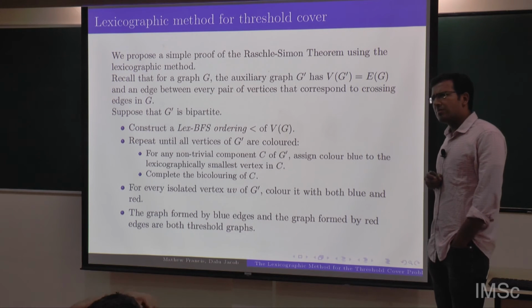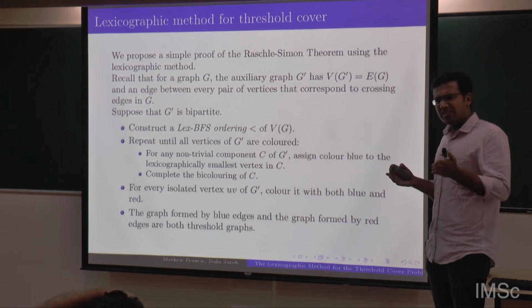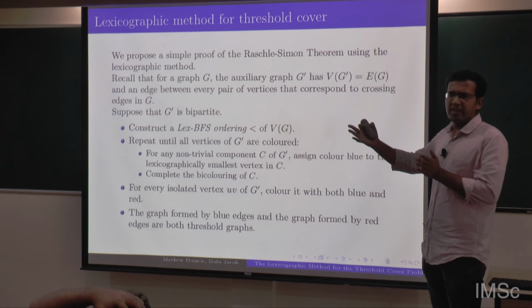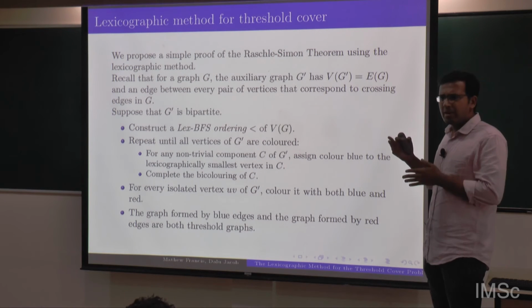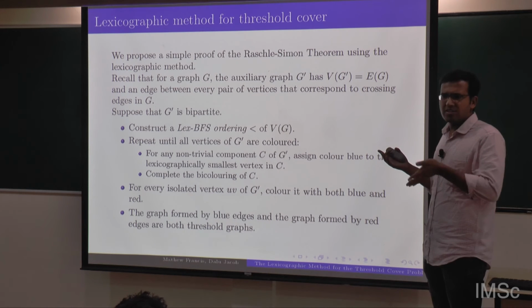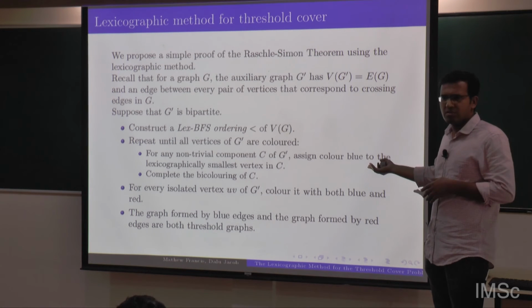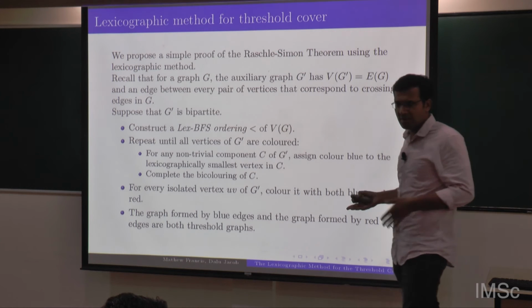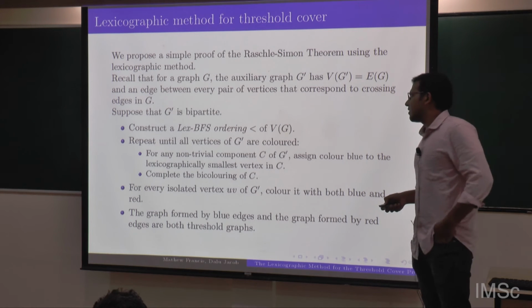But if an edge forms a crossing pair with some other edge, then it cannot be in both the threshold graphs, right? Because one has to go in one threshold graph and the other has to go in the other threshold graph. So you cannot put either of them in both. You have to just put it in one of the parts, right?